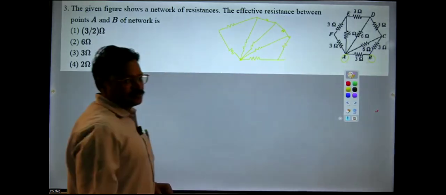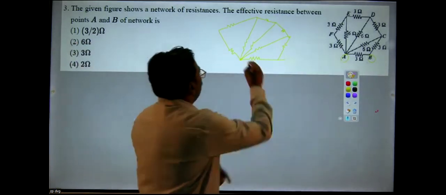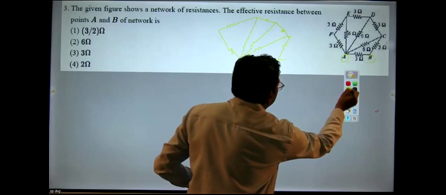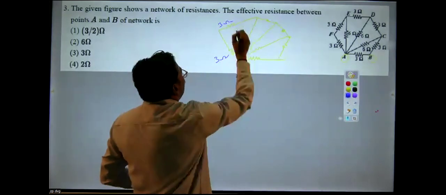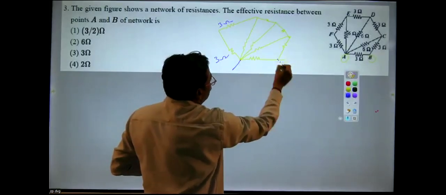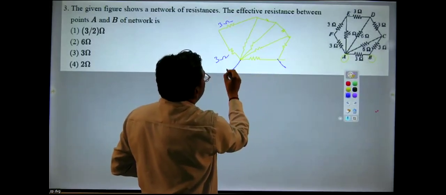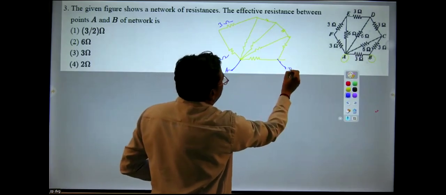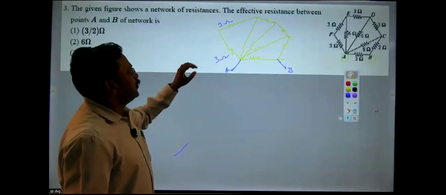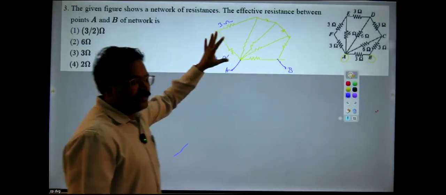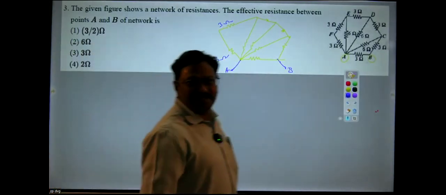Okay, this is the diagram. So here you see, this value of resistance is 3 ohm. This is 3 ohm, and this is also 3 ohm. And observe that we want to find out the equivalent resistance between these two points. This is our point A. This is our point B. We need the equivalent resistance between A and B. So the diagram is like this. Now the diagram is clear and visible.